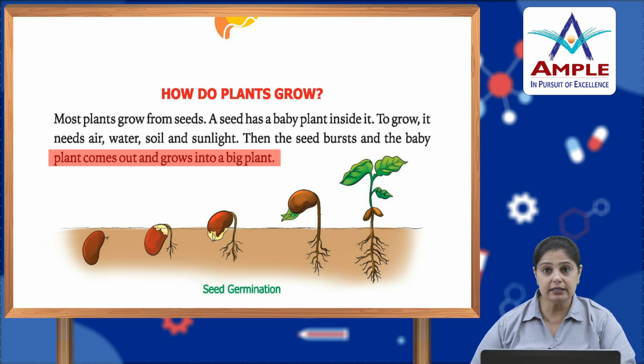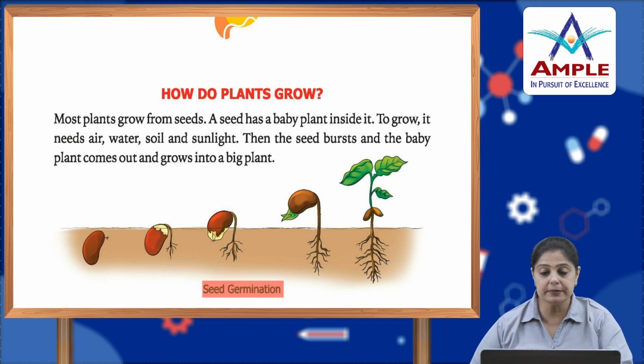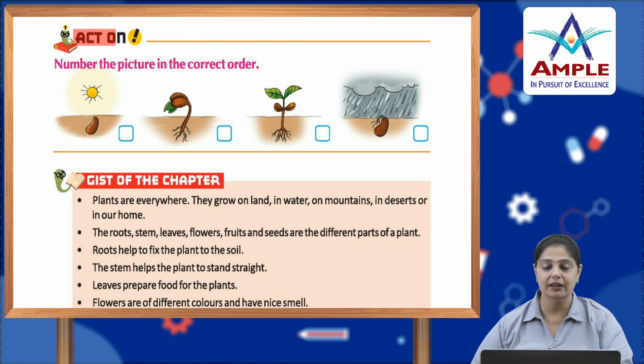So, let's look at this diagram. It shows you the seed germination here. There is a seed which is put and slowly the sprout comes out, then from the sprout comes a leaf, and then the stem and different parts of the plant.